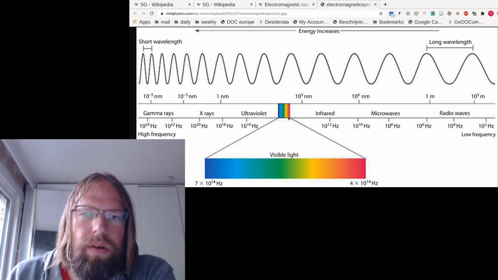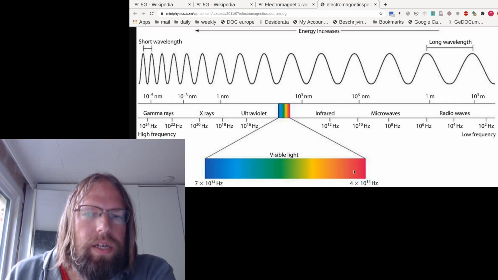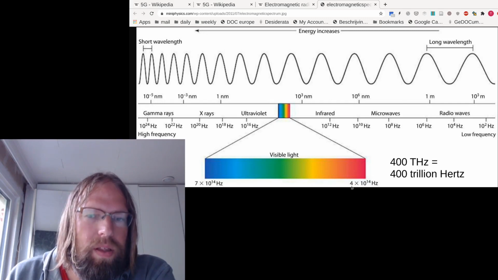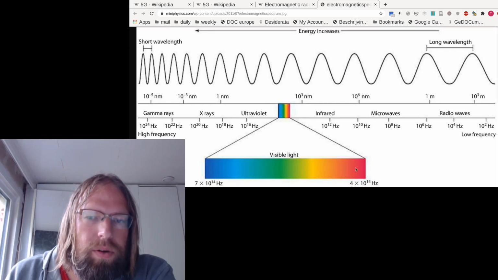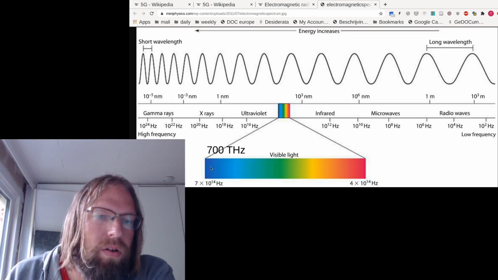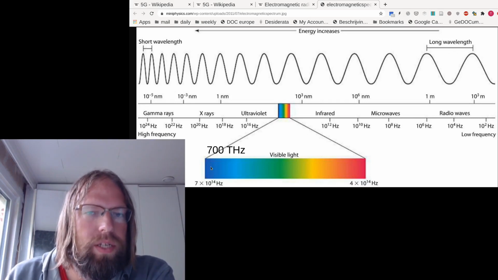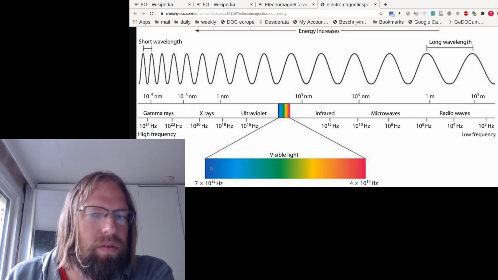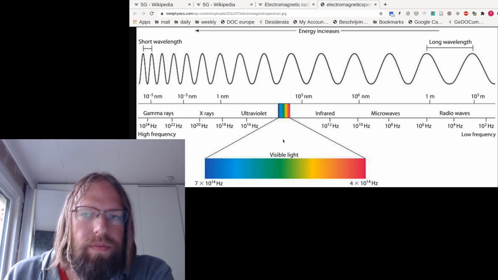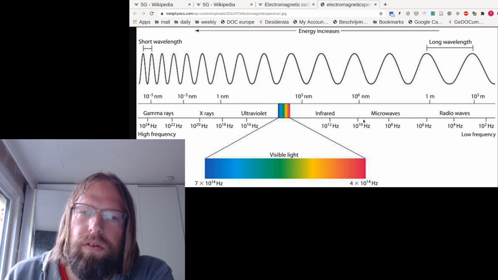As you see in this part of the spectrum, which is enlarged here, the frequency is actually determining the color of the light. Visible light is going from 400 terahertz, light going up and down 400 trillion times per second. This corresponds to a color of red, but then as the frequency goes up to 700 terahertz, the color changes to blue. So each frequency is just determining a different color of light. And so that's what it is. 5G is also just a different color of light.